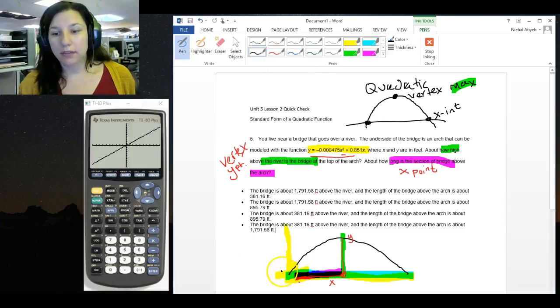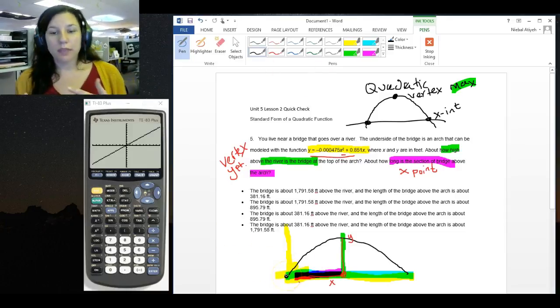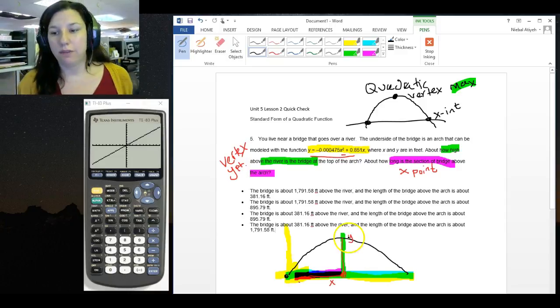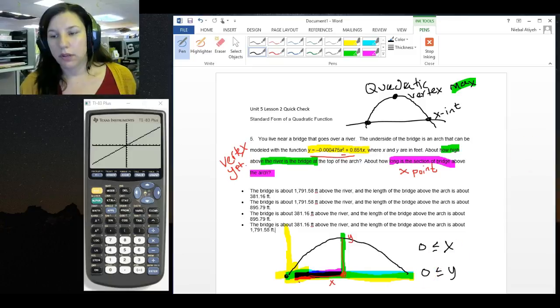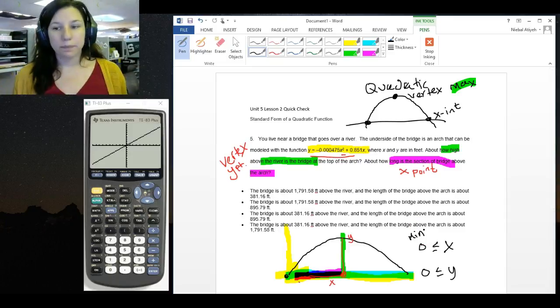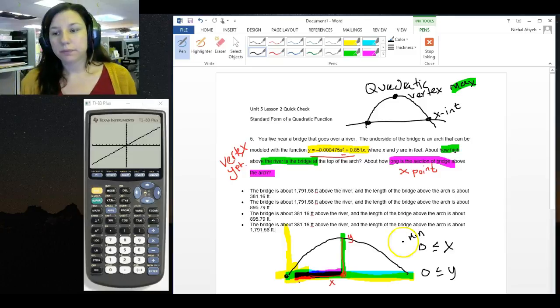So I look at my x's, and we know that the length can only be positive. It doesn't make sense to have a negative number. So my x has to be greater than or equal to 0, and same thing for the y. This side is our minimum. It's not going to go any lower than 0. It's not an underwater tunnel or anything. We're at only positive heights.